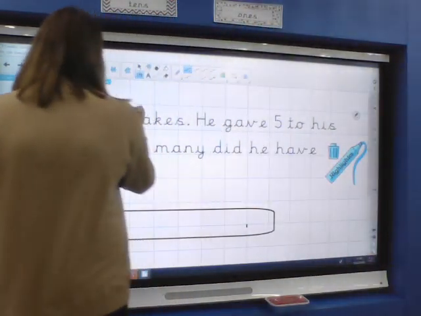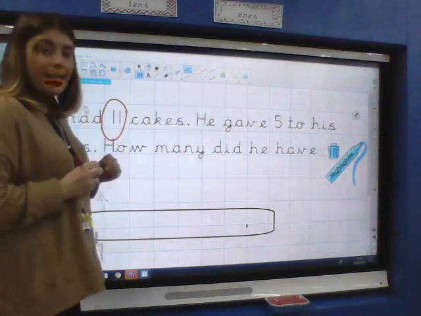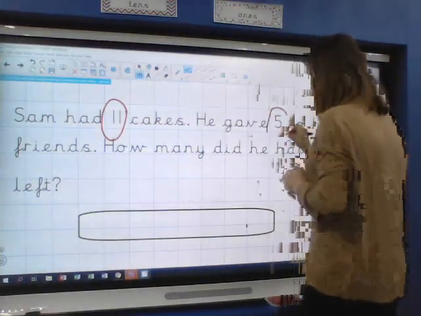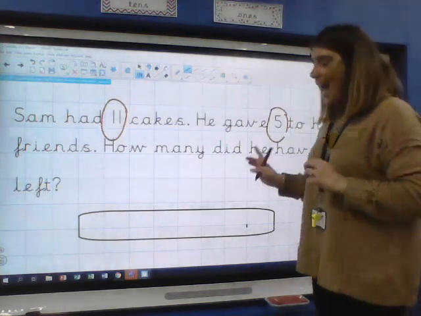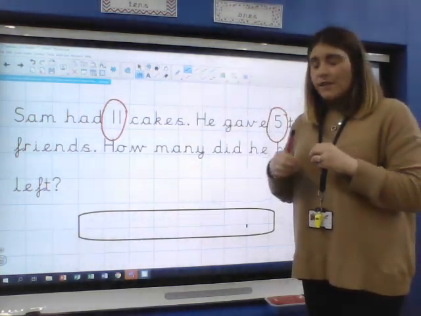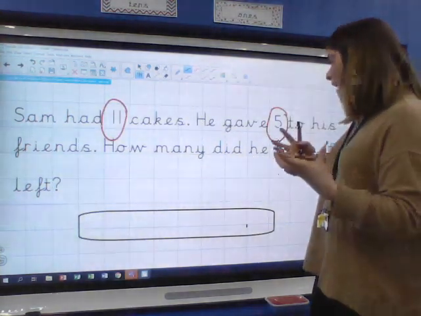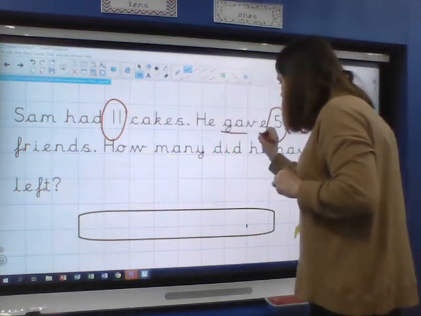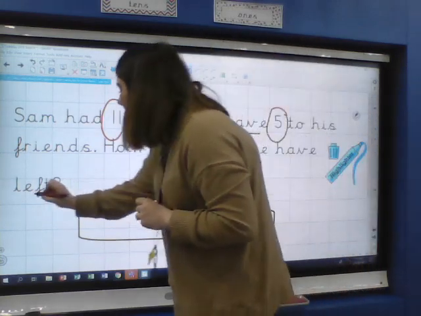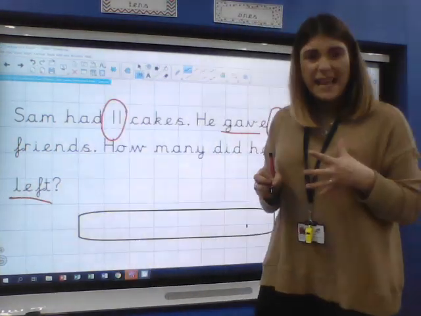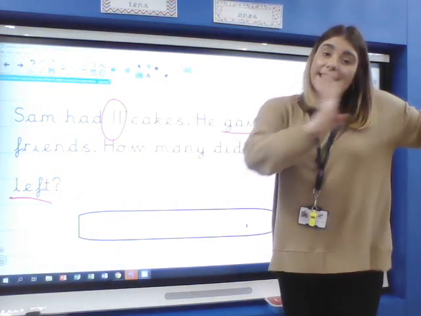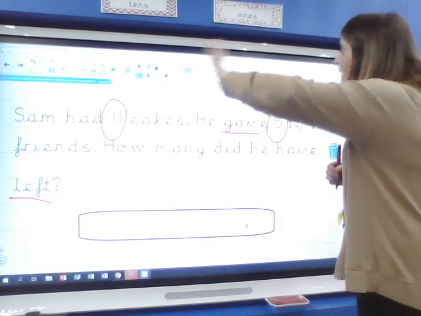That's how many cakes he started with, 11. He gave 5 away, so 5 is really important. Okay. How many did he have left? So if I want to know how many he had left after he gave 5 away, that tells me that I'm subtracting because he's taken some away, he's left them, he gave them away.